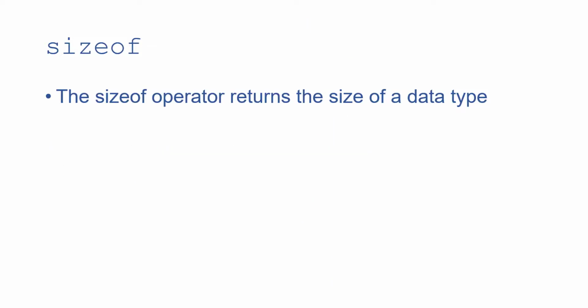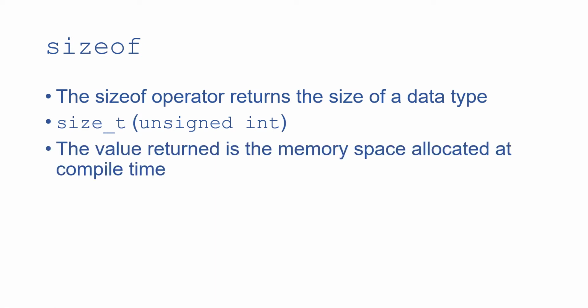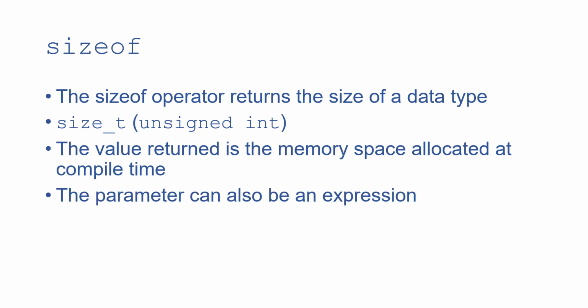So the sizeof operator returns the size of a data type. So we'll say size_t and then pass a type in. Now the value returned from this operator is the memory space allocated to that particular thing at compile time. The parameter can also be an expression, and technically it's not a parameter because since sizeof is an operator, it's more accurately called an operand.